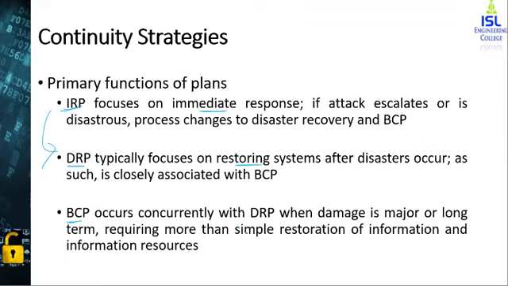And BCP occurs concurrently with DRP. As you're focusing on the disaster recovery planning, you also need to focus upon the BCP. So these two occur in parallel. When damage is major, as you get to know from the DRP, or it is long term, you need to focus upon how you're going to continue the working of the business, where you're going to back up all the system information, and whether there is a different location that the employees can work from. So these are the three primary functions within the continuity strategies.